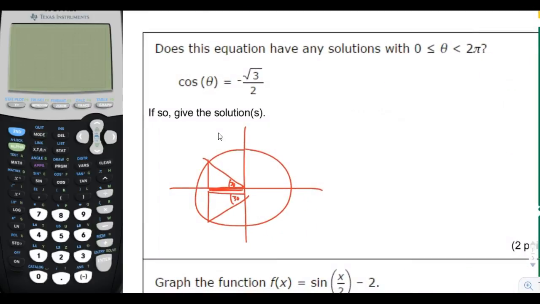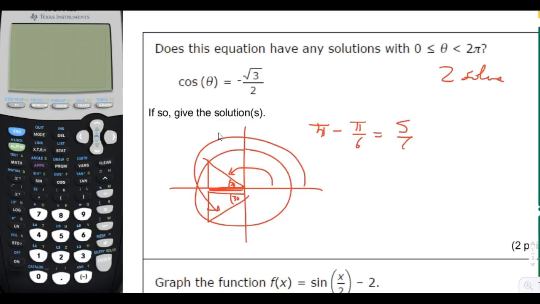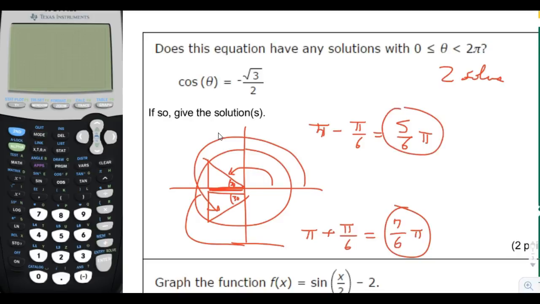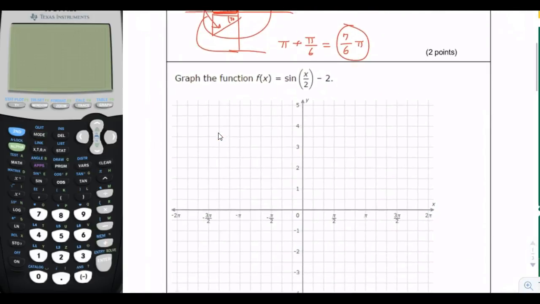It has two solutions. And what are the solutions? Well, one of the solutions is here to here, and the other solution is from here to here. So the smaller one is equal to pi minus 30 degrees, which is pi divided by 6. So that's equal to 5/6 pi. This bigger one here is equal to pi plus pi over 6, or 30 degrees. 180 plus 30 degrees, which is equal to 7/6 pi. So those are the two answers. All right. Let's go to the next one.